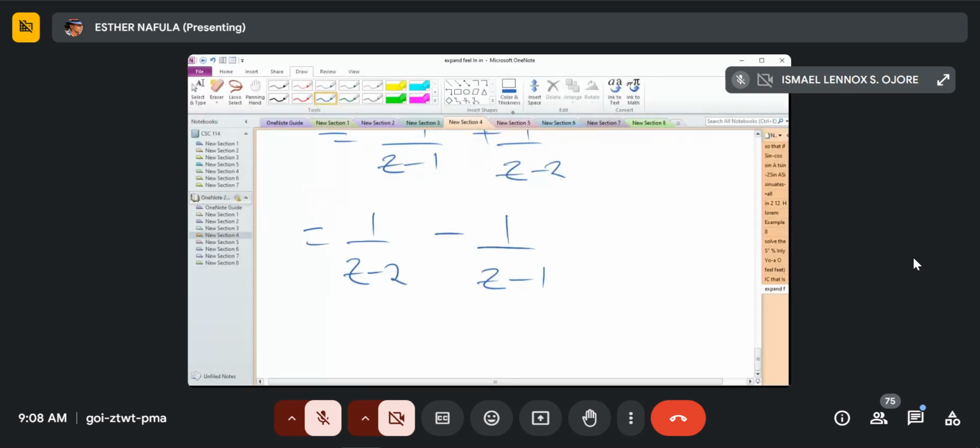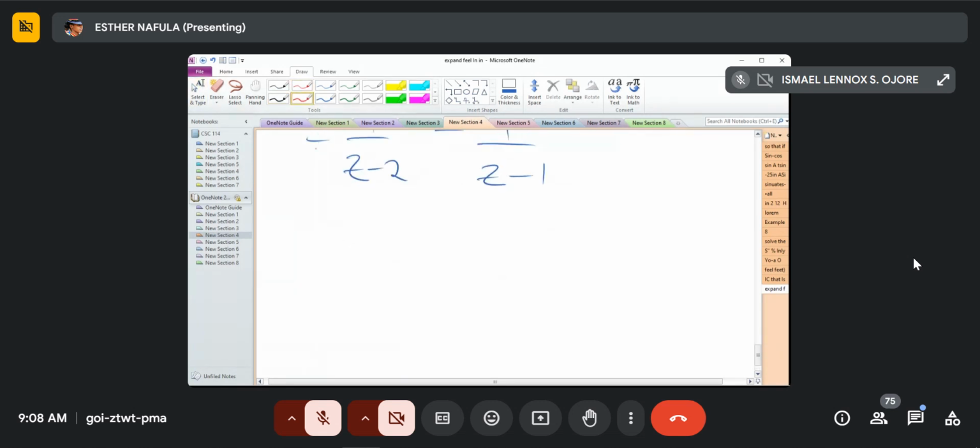Now we have the two fractions. We go to the restriction and work on it, then check which condition is applicable to which particular fraction. The restriction was 1 less than mod z less than 2. So again, I said you have to split this into two. The first part is 1 less than modulus of z. The second part, we have modulus of z less than 2.